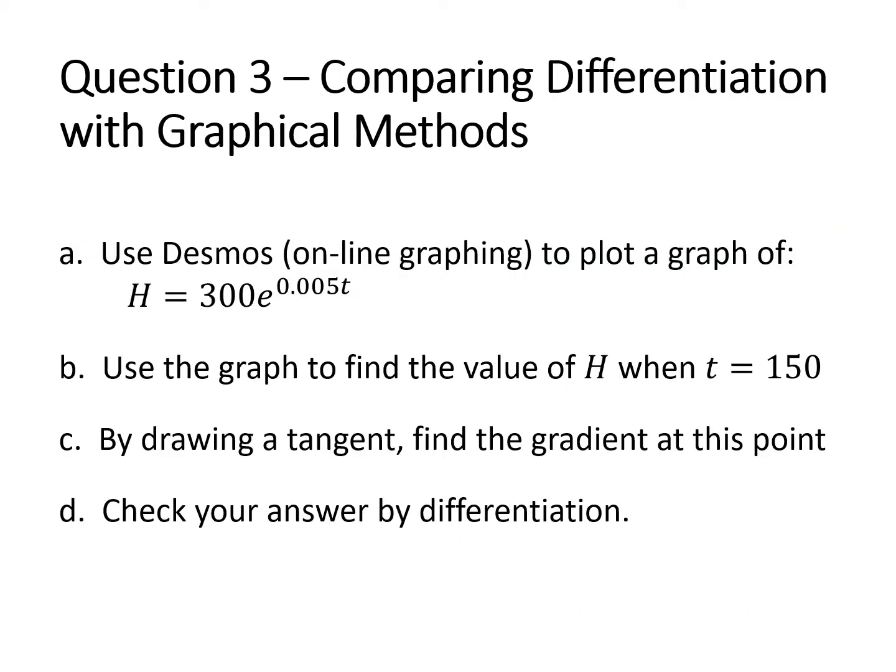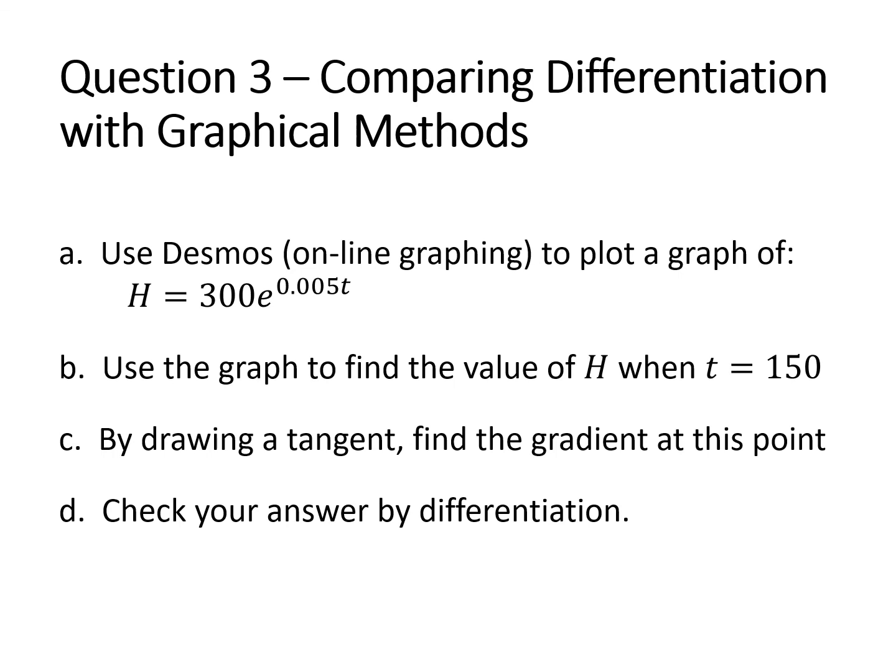Right, question 3. This is comparing differentiation with graphical methods. So we have to plot a graph. Then we have to find the value of h when t is 150. That just basically means you need to read it off your graph. And then by drawing a tangent, find the gradient at this point, and then check your answer by differentiation.